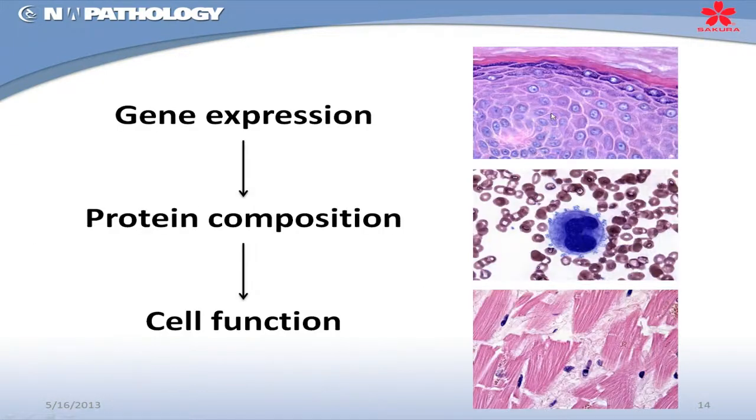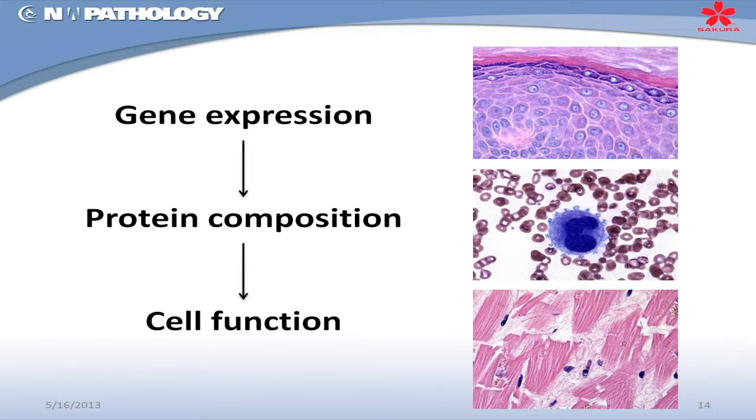We go back to these three pictures again: keratinocytes, megakaryocytes, and heart muscle cells. Why are they so different? Well, it's all based on gene expression. As I mentioned, all your cells have the same genes, but they look and function differently, and that's because only a small subset of genes are expressed in each cell type.